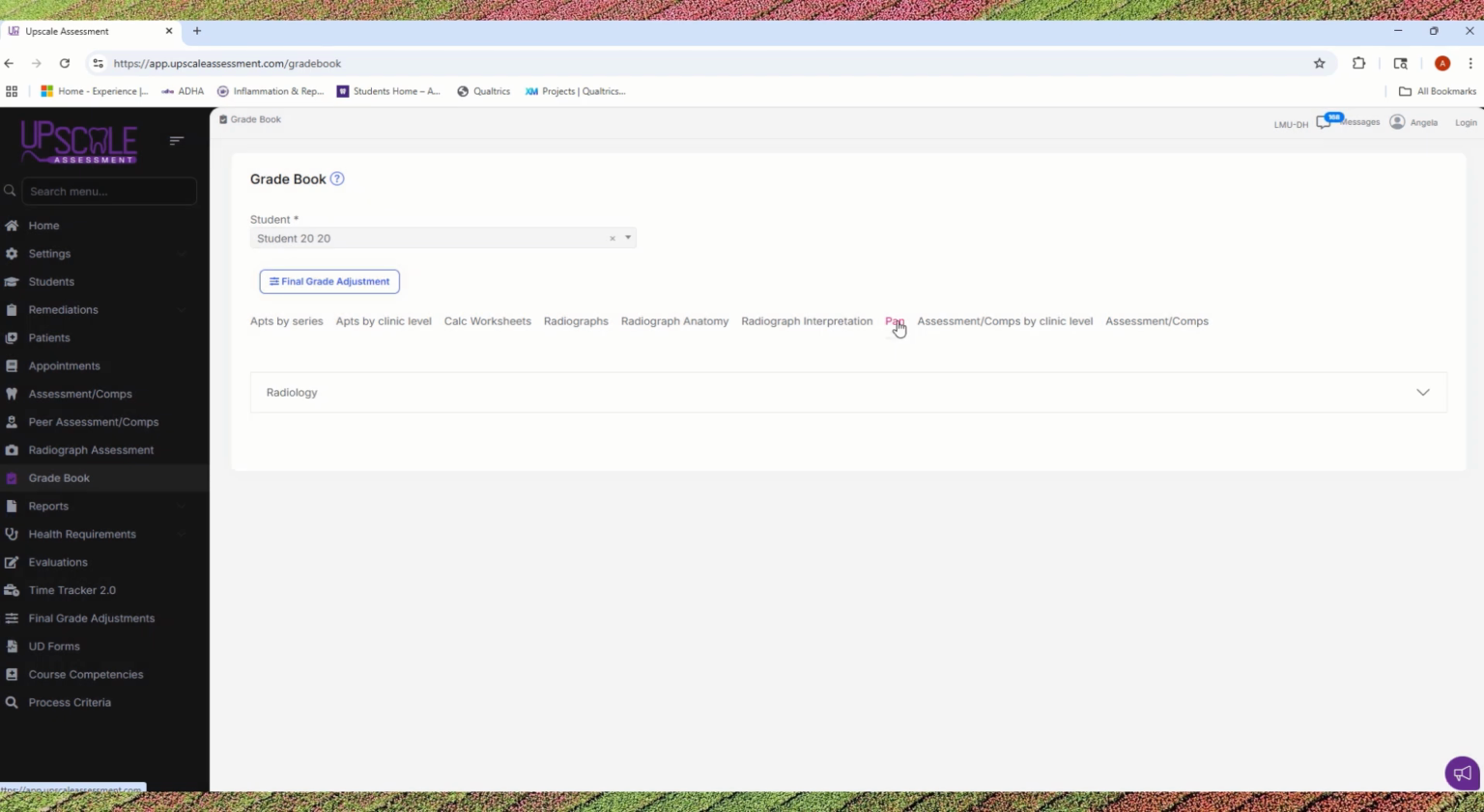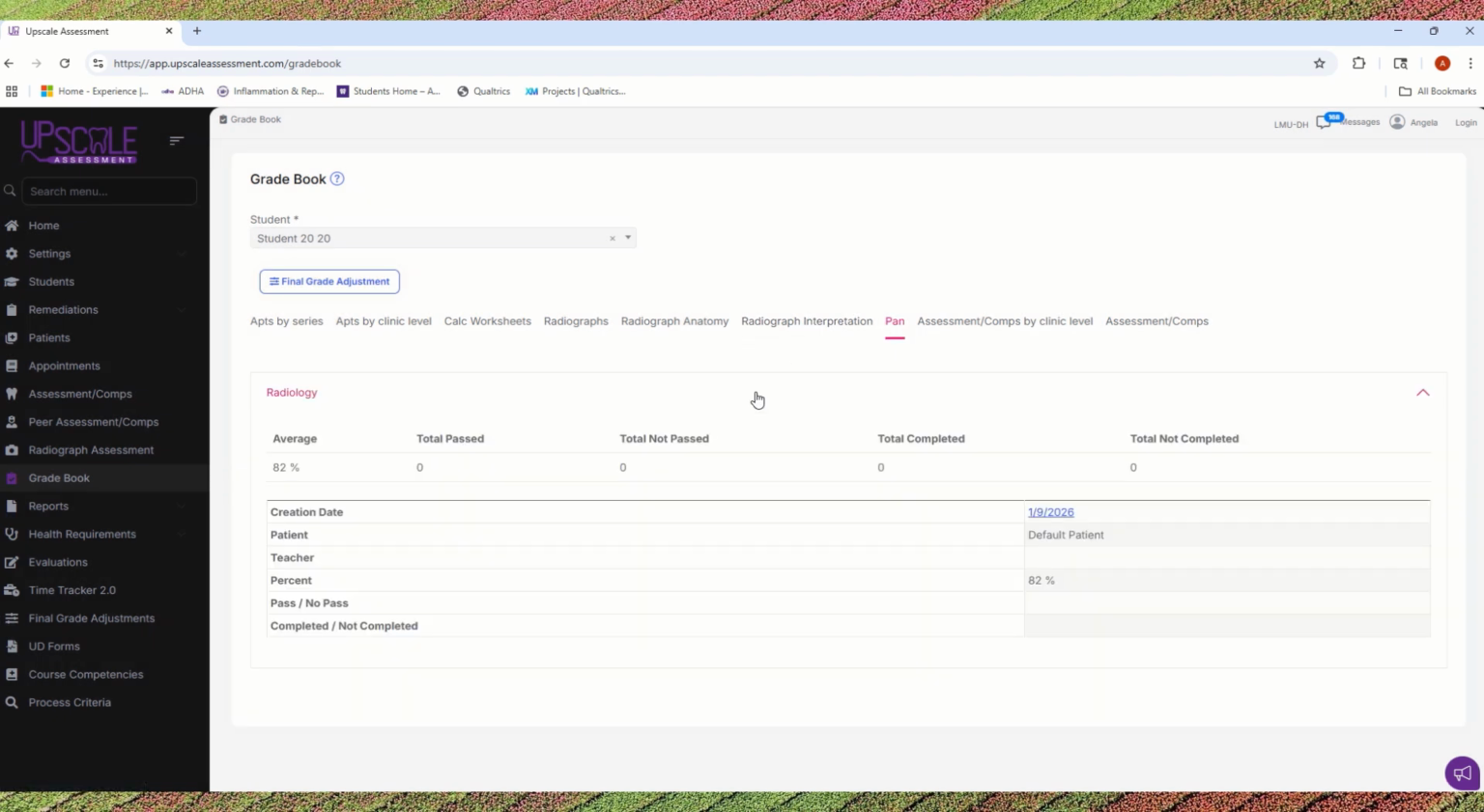For the PAN, this is an overall radiology grade. So if you wanted to know where they were, this student's overall radiology grade is at 82%. So that's what that means.